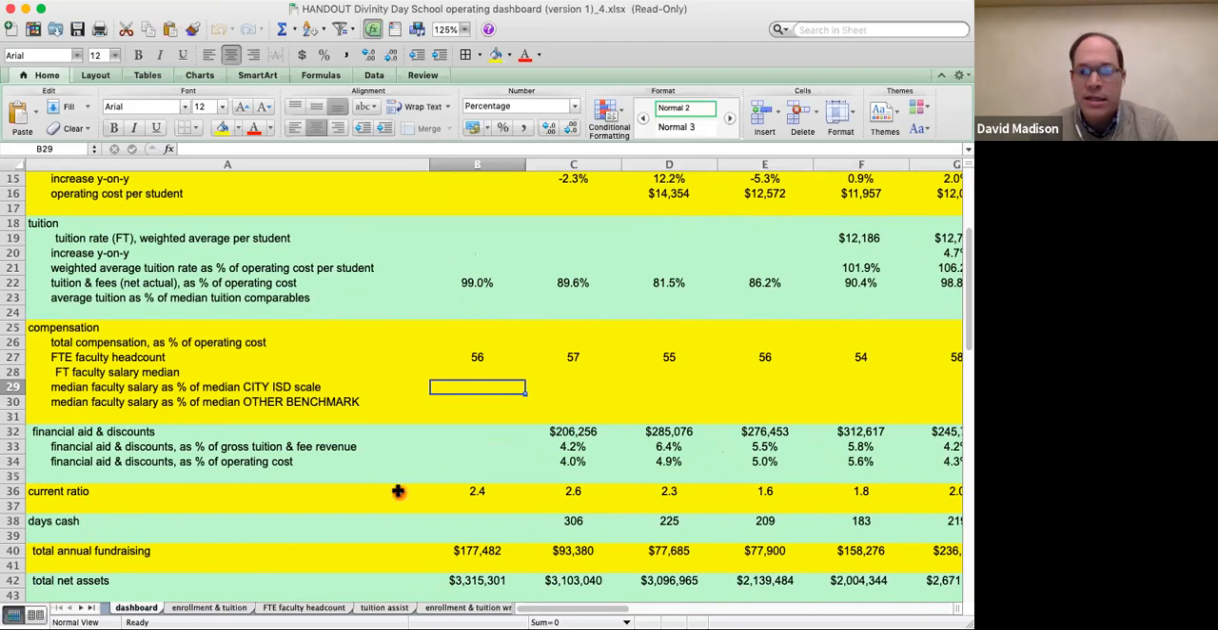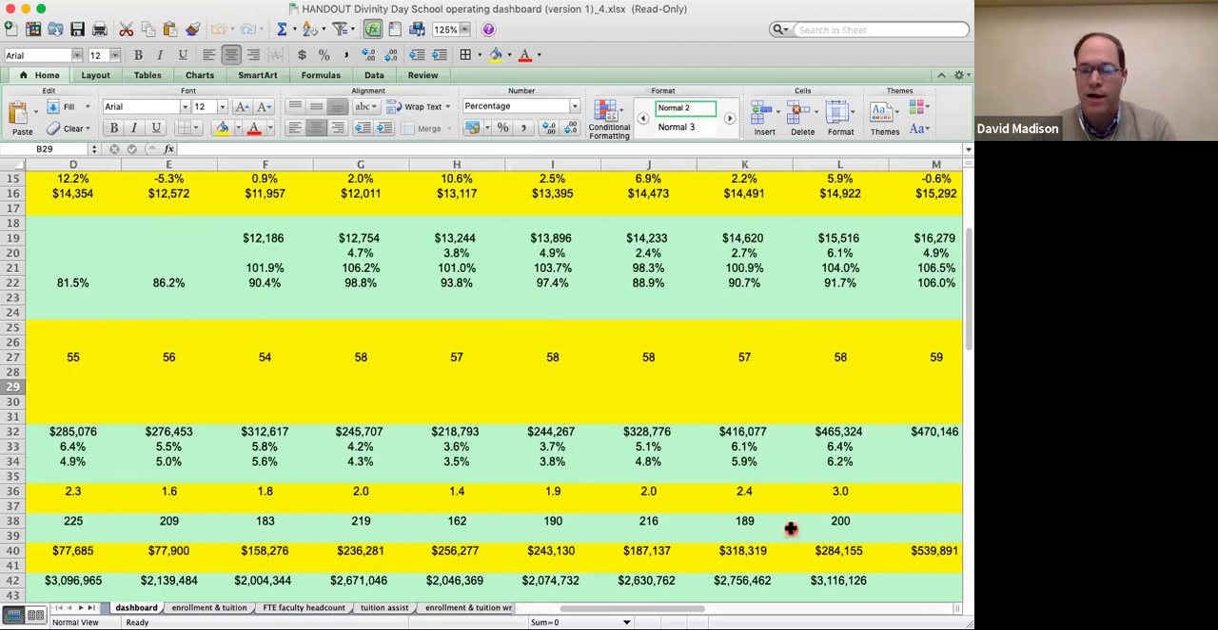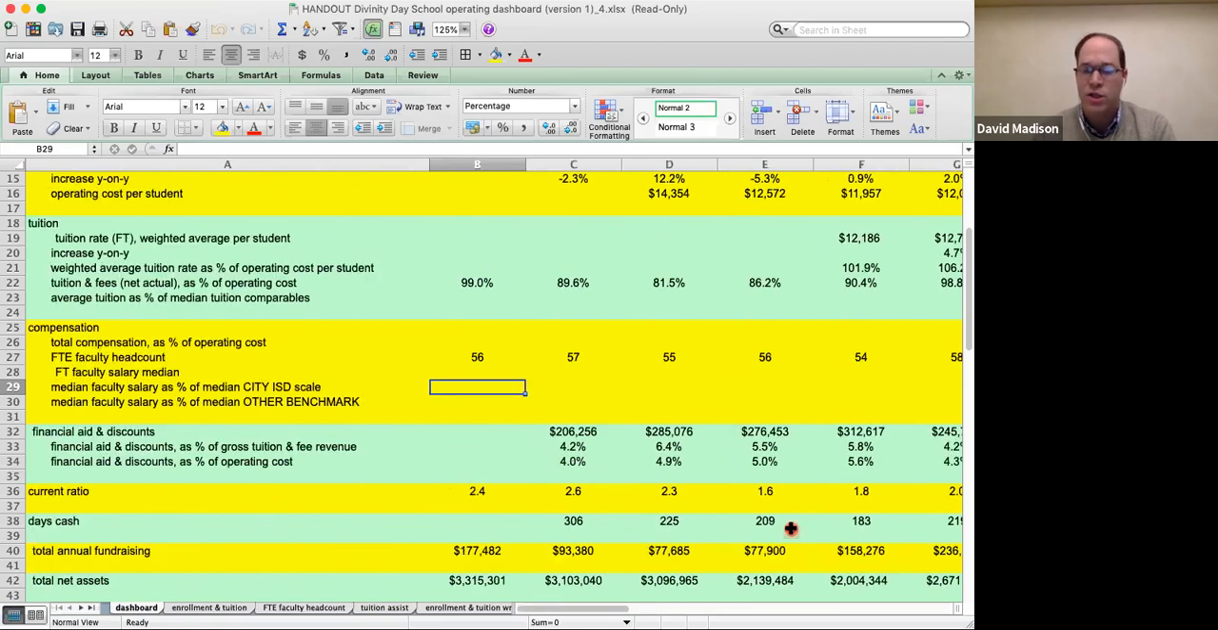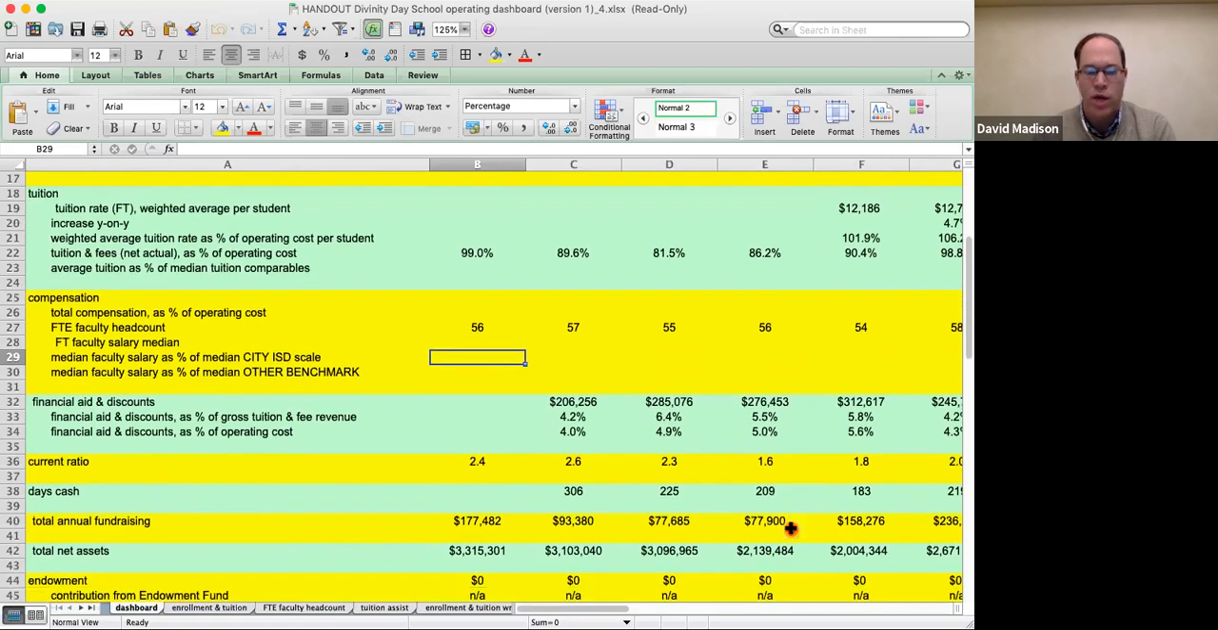Here's the days cash analysis. This doesn't say when they're doing that analysis, so we're assuming they're doing it at the same time every year. And it's a healthy number. I'd be surprised if they weren't doing this analysis at the start of the year, since I'm seeing numbers like 306, 209. It gets down to 162, but they're in a very, very strong cash position since they don't drop below 120.